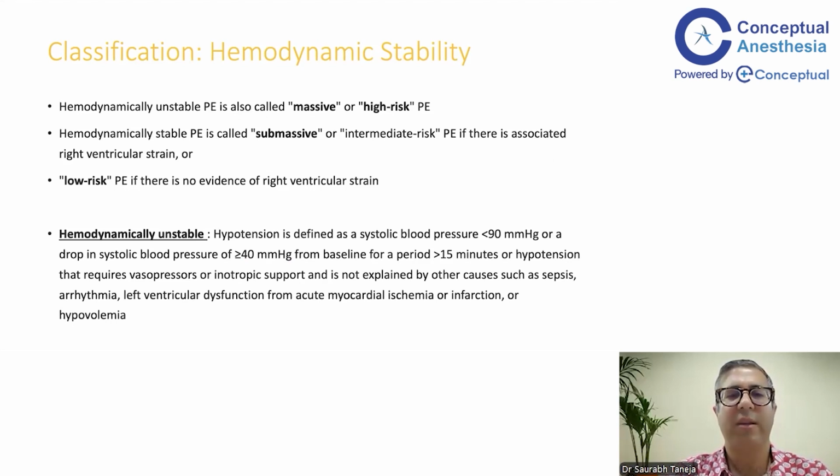It can be submassive or intermediate risk if it is with right ventricular strain, and low risk when there is no evidence of right ventricular strain. So overall, I'll describe hemodynamically unstable right now, and strain I'll describe later on.